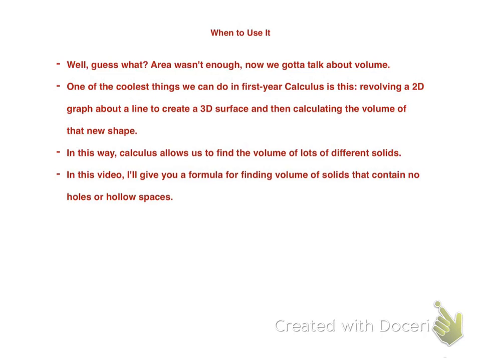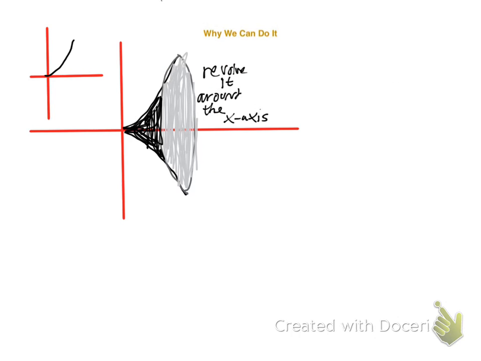In this video, I'm going to give you a formula for finding the volume of solids that contain no holes or hollow spaces, revolved around the x or the y-axis. That's how you get these surfaces. I'm going to give you a formula and explain how it works and why the formula is as it is. Then in the next video, I'm going to do some example problems so you can get some practice. But this is just to show you why we can do it.